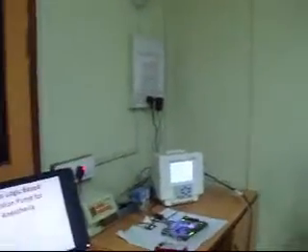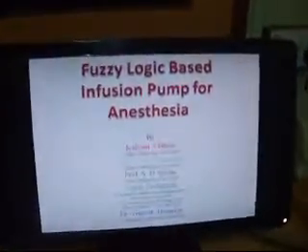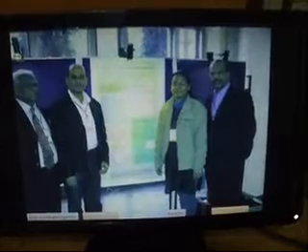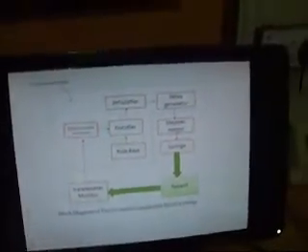Hello everyone. Me and my team members are working on a fuzzy logic based infusion pump for anesthesia. Let me introduce my team members: Professor Ashok Deshpande, Professor Sonauni, myself, Dr. Vinayak Desukar, and Professor S.D. Agash. So first of all, let me tell you the present situation in the operation theatre.